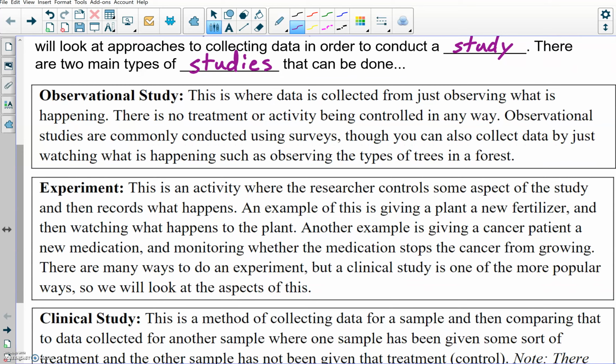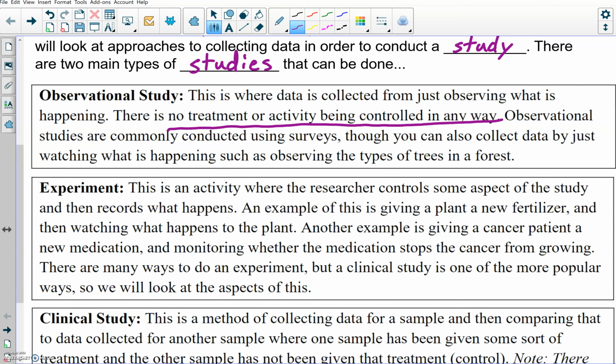There's no treatment or activity being controlled in any way. This is the key aspect of an observational study. Observational studies are commonly conducted using surveys, though you can also collect data by just watching what is happening, such as observing the types of trees in a forest. Sometimes they'll have taste tests. Those would also be an observational study. Even though it seems like you might be controlling something, you're really not in any meaningful way.